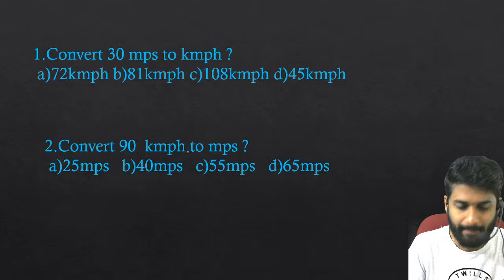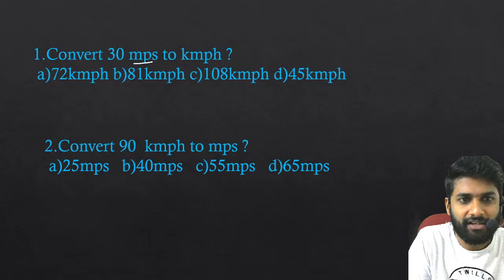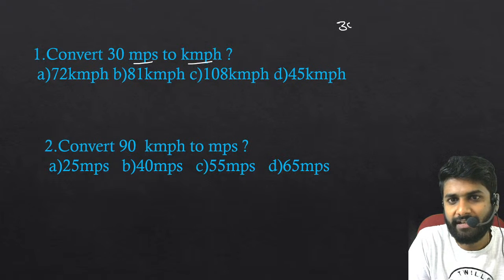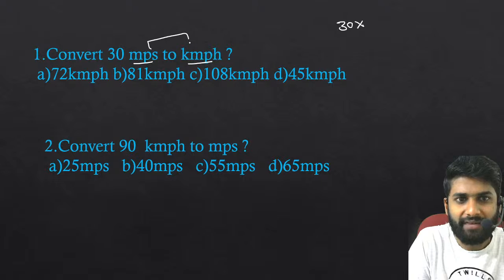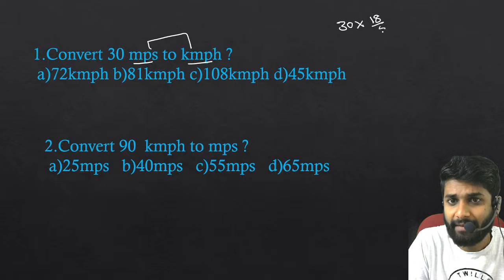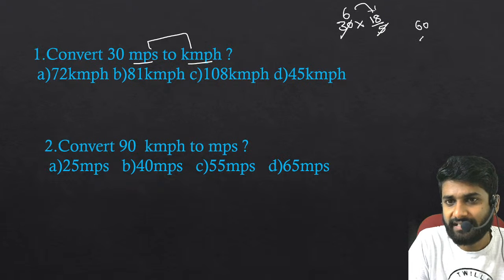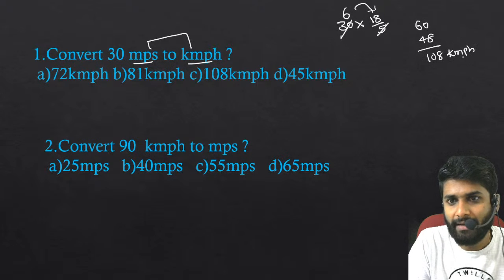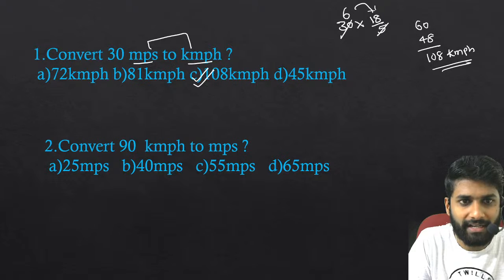Yes, first part. See, we convert 30 meters per second to kilometers per hour. So 30 meters per second can be converted into kilometers per hour by multiplying with 18 by 5. 5 1s are 5, 5 6s are 30. Now see, 6 10s are 60, 6 8s are 48. The result becomes 108 kilometers per hour. So the answer is 108 kilometers per hour.